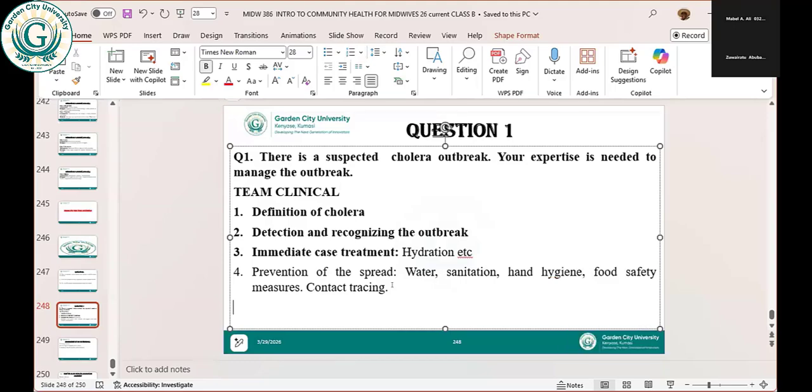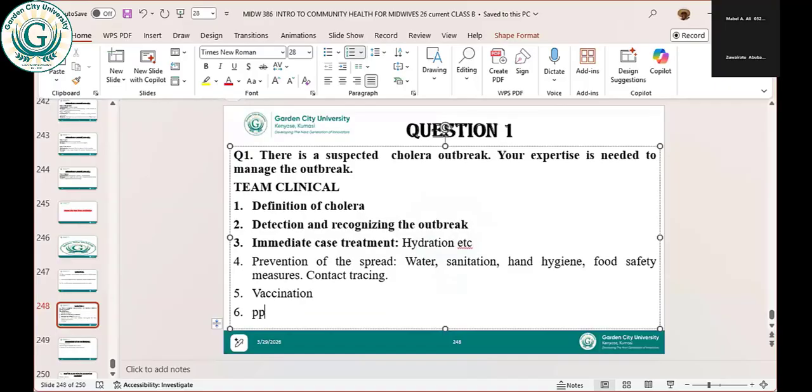And we move on to talk about vaccination. What else? Protection of the health workers, protecting themselves by wearing personal protective clothing when attending to cases. And what again? Then we move on to health education and creating awareness in the community.